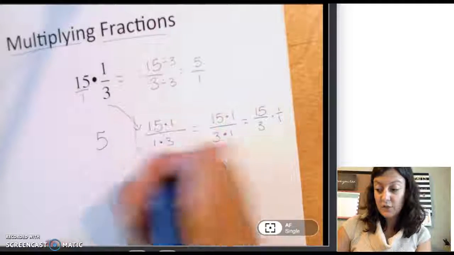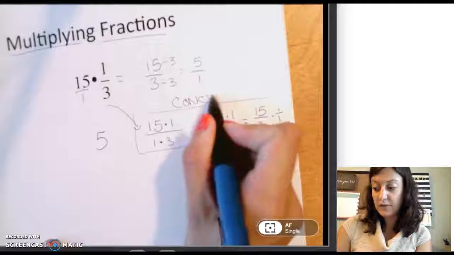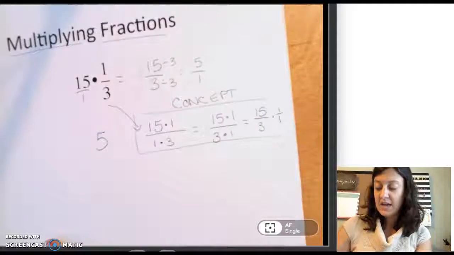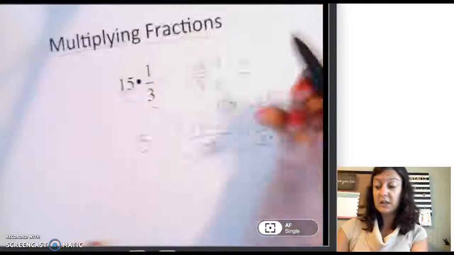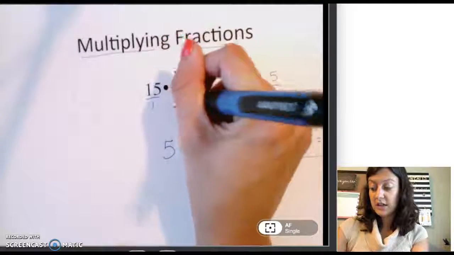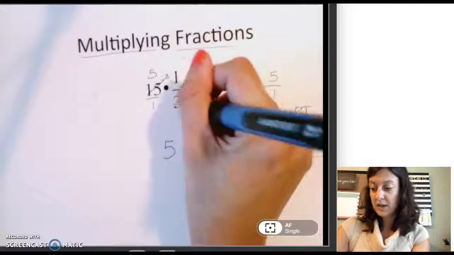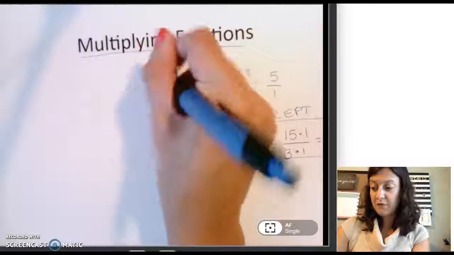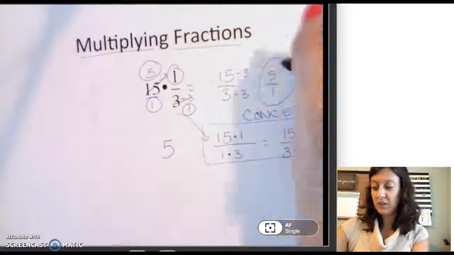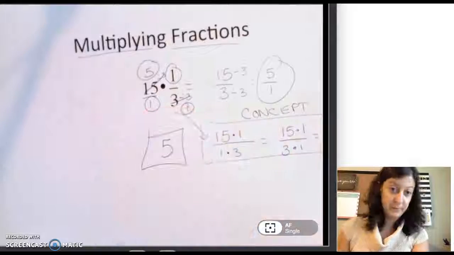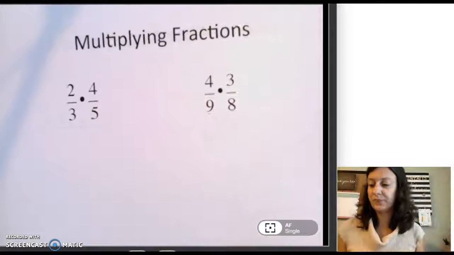You don't have to do this every time. This is like a big old concept of why this works. Okay? Because of this big tricky math that I just did, you can over here divide this by 3 and this by 3 and get 5 and 1. So now we've got 5 times 1 over 1 times 1, which is just 5 over 1, which is 5. You don't have to do this every single time. I sure am not going to.